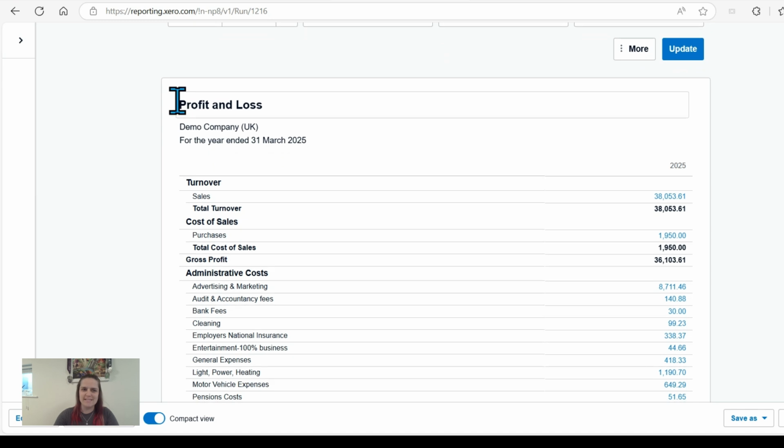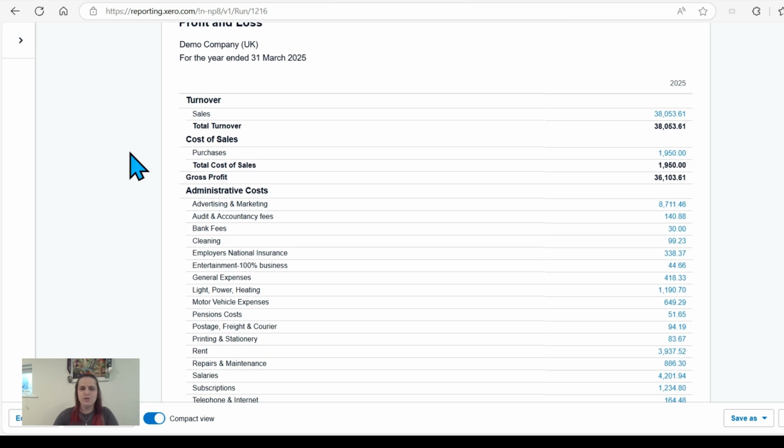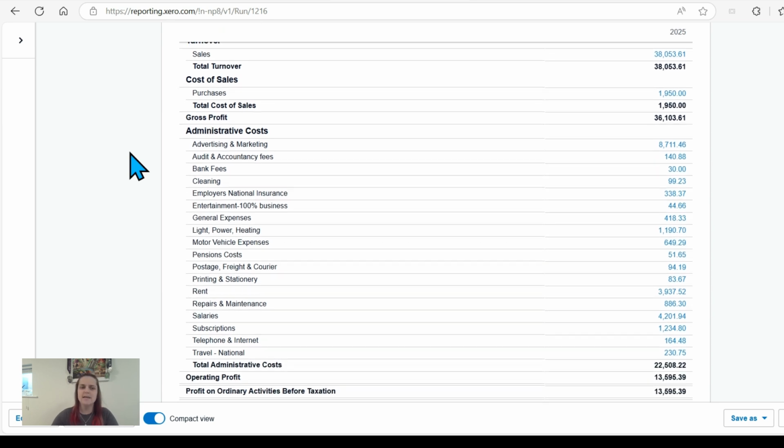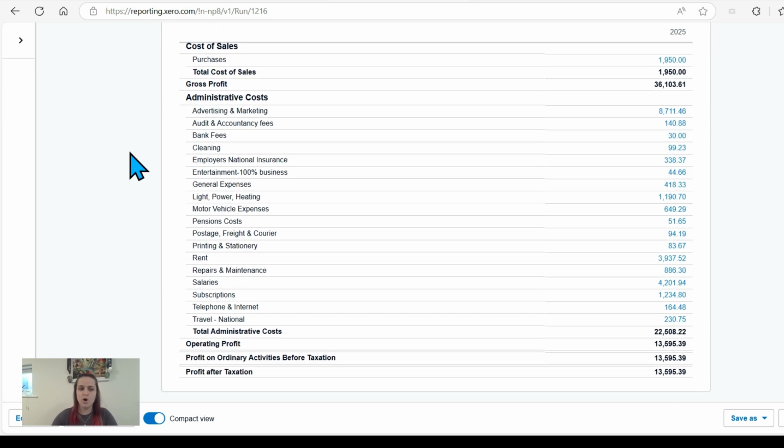In this session, I will briefly discuss the difference between net profit and gross profit. So what you'll have in Xero on your profit and loss account, you will have your turnover at the top. So this is your sales, and then you'll have your cost of sales, and then you'll have gross profit. Underneath that, you'll have admin costs, and then after that, you'll have your operating profit or your profit after tax.